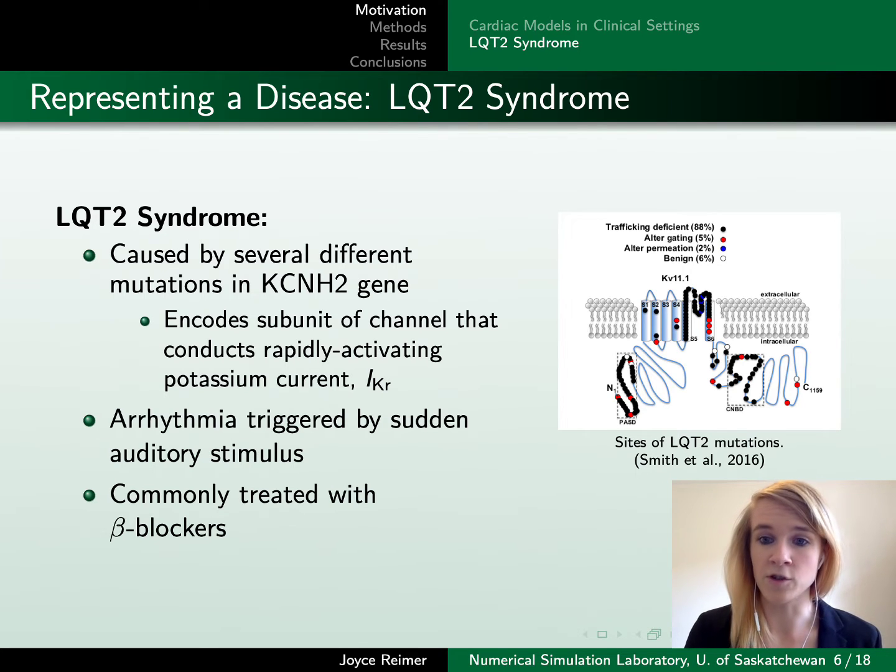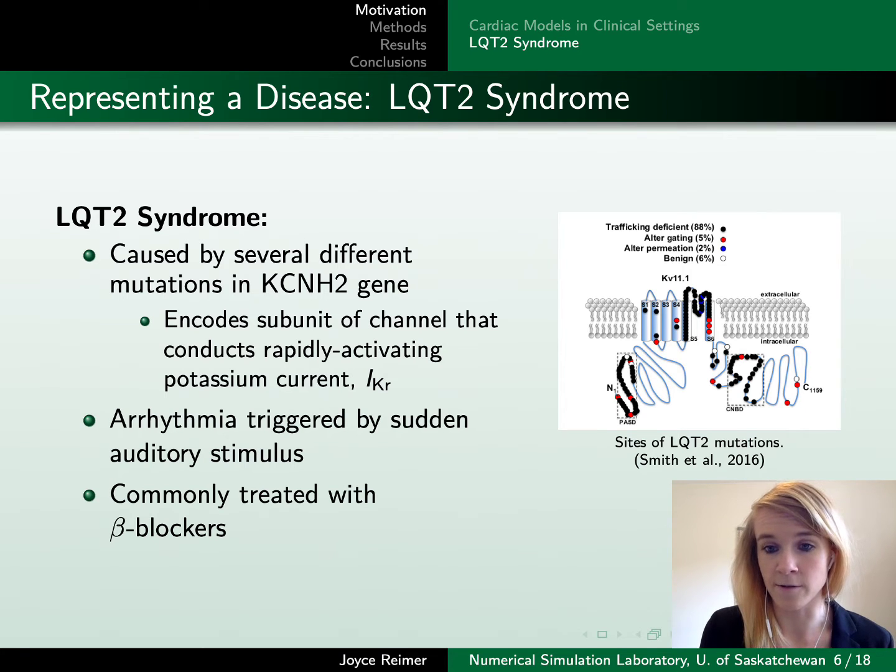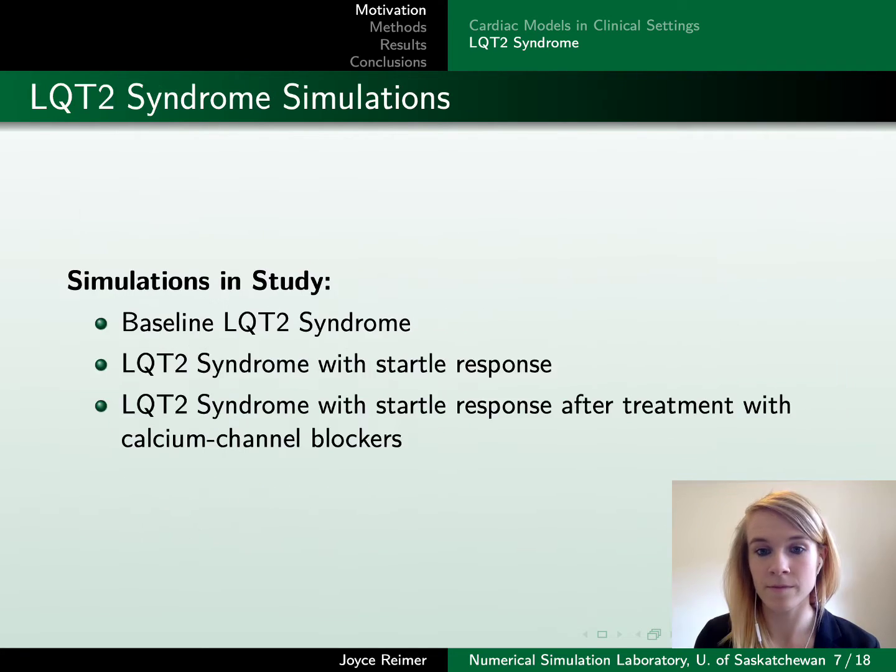Every long QT syndrome has a different trigger of arrhythmias, and LQT2's trigger is usually a sudden auditory stimulus, such as an alarm clock or some other sudden loud noise. If an arrhythmia is triggered, this may lead to ventricular tachycardia and possibly cardiac failure. A common drug treatment for preventing arrhythmia is beta blockers, but these are only effective for some individuals.